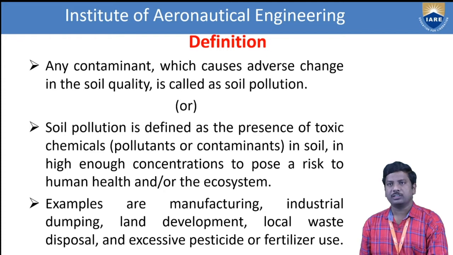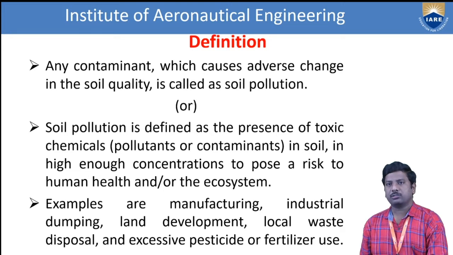So what is the definition of soil pollution? Any contaminant which causes an adverse change in the soil quality is called soil pollution. The contaminant may be a substance or any other form which causes adverse change in the soil quality. That means it affects the quality of the soil. It may be defined as the presence of toxic chemicals. What are examples of toxic chemicals? The derivatives of carbon, sulfur and nitrogen. All of these come under the category of pollutants or contaminants. Pollutants are contaminants in the soil in high enough concentrations to pose a risk to human health and the ecosystem.